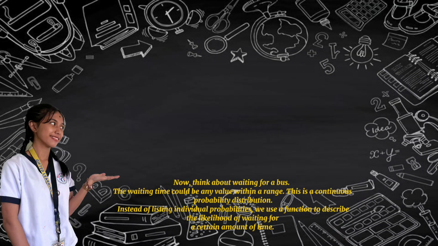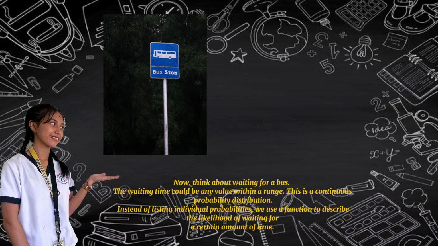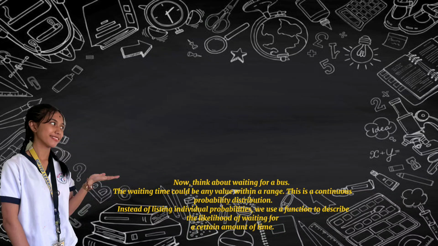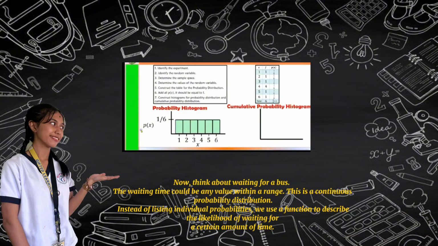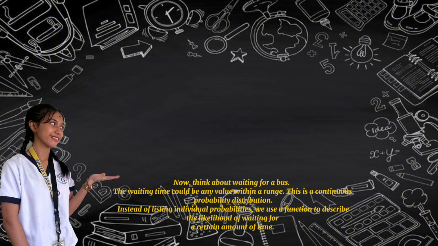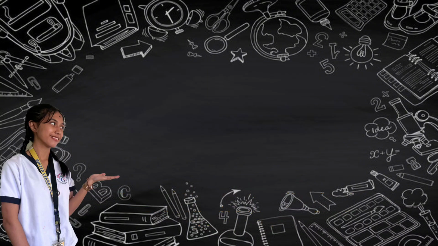Now, think about waiting for a bus. The waiting time could be any value within a range. This is a continuous probability distribution. Instead of listing individual probabilities, we use a function to describe the likelihood of waiting for a certain amount of time.